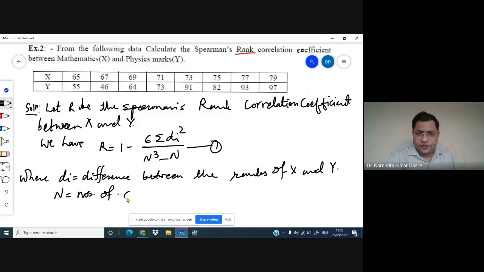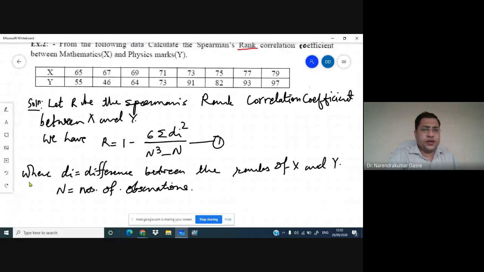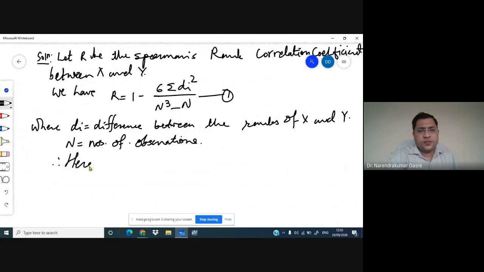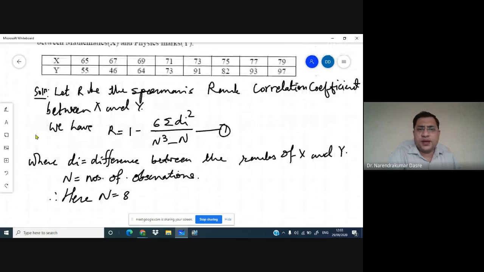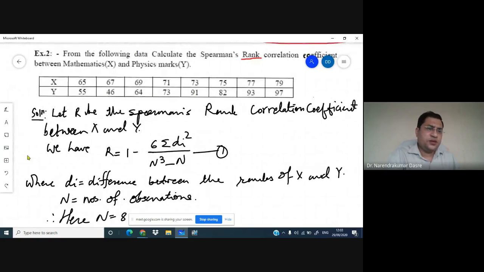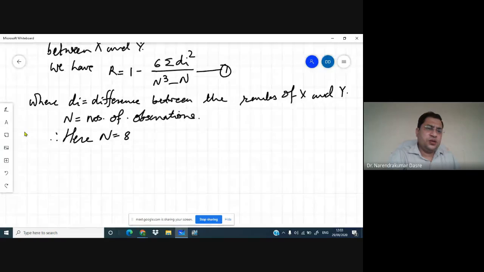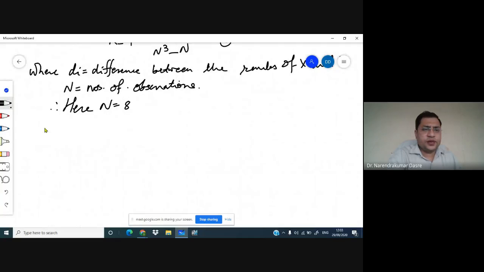You can see how many observations are there. Here you have 8 observations. So here n is equal to 8. Now we have 8 observations here. Now what we have to do next? We have to consider the table. So now consider the table. Let's have the table here.